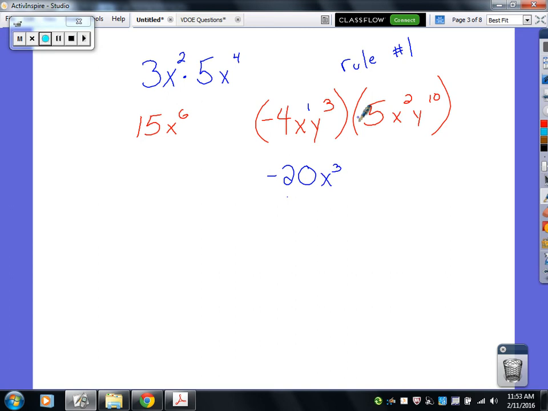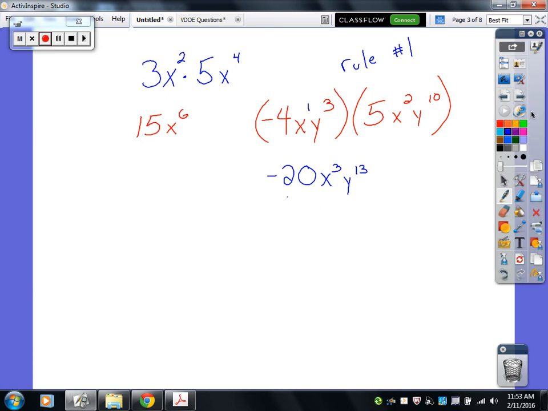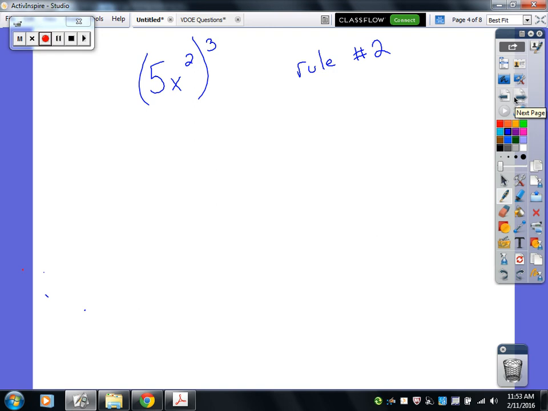And then what's y to the 3rd times y to the 10th? Y to the 13th. Again, when you have the same base, what is the rule? You add the exponents. This is rule 1. Good? Moving on to rule number 2. Rule number 2 looks like this. Rule number 2 says this.